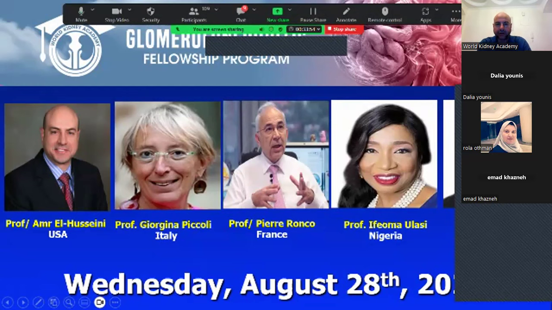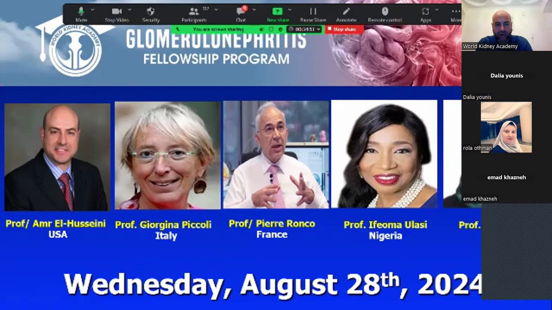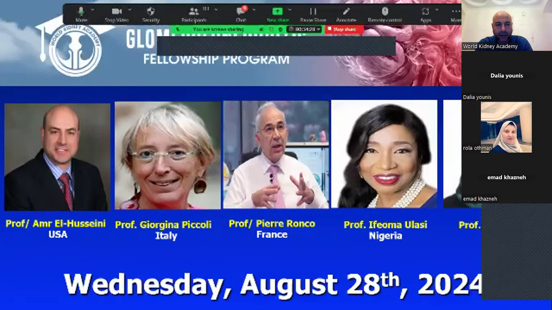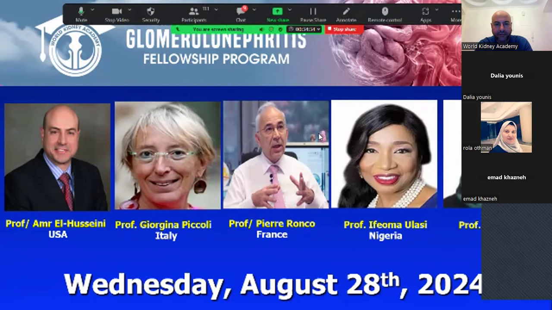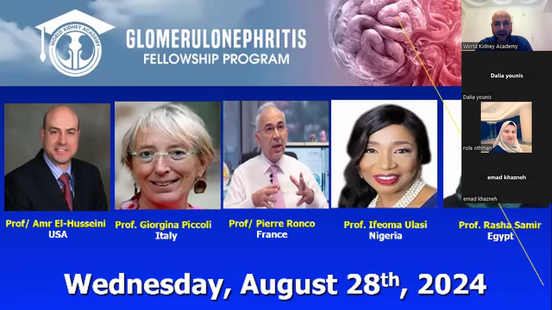One more announcement before I leave you with the workshop. On Wednesday, August 28th, we have an international webinar. We invited Pierre Ronco, who is the editor of the Kidney International journal of the International Society of Nephrology, and also Georgina Piccoli, the editor of the Italian Journal of Nephrology, and Efima from Nigeria, Rasha Samir from Egypt, and we'll have a big international meeting about membranous nephropathy and podocytopathy, the updates on these diseases.